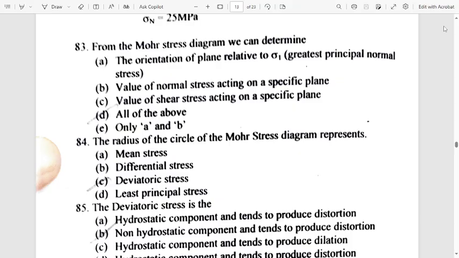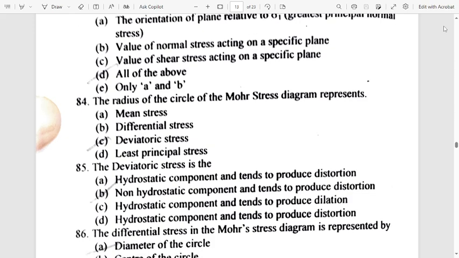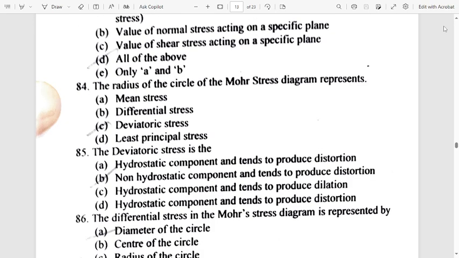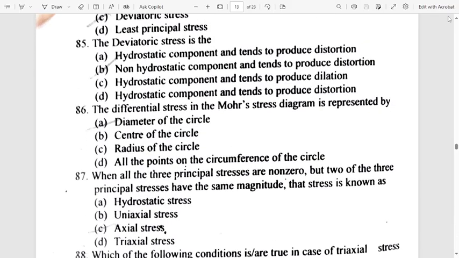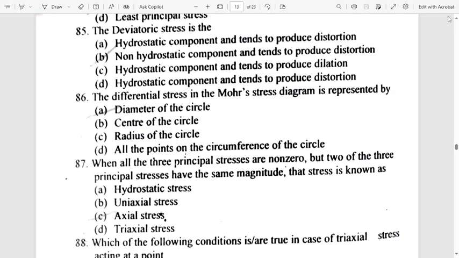From the Mohr stress diagram, we can determine the orientation of the plane relative to sigma 1, the greatest principal normal stress, the value of normal stress acting on a specific plane, and the value of shear stress acting on a specific plane. The radius of the circle of the Mohr stress diagram represents deviatoric stress. The deviatoric stress is the non-hydrostatic component and tends to produce distortion. The differential stress in the Mohr stress diagram is represented by the diameter of the circle.